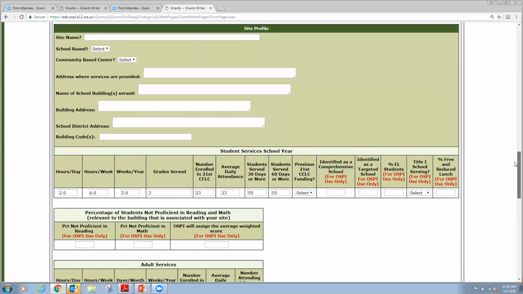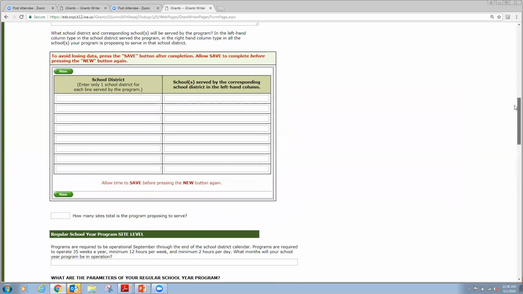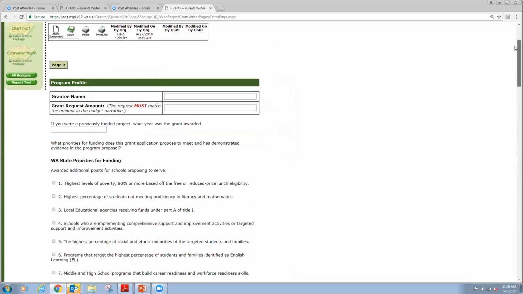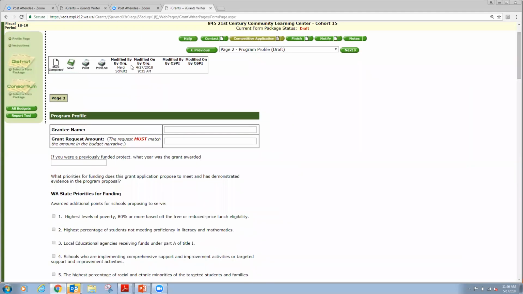Where is the save button? I don't see it. Oh, the top of each page, not each section. Here. Oh, thank you.